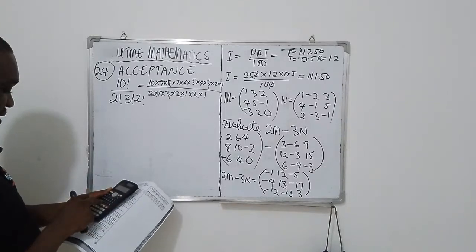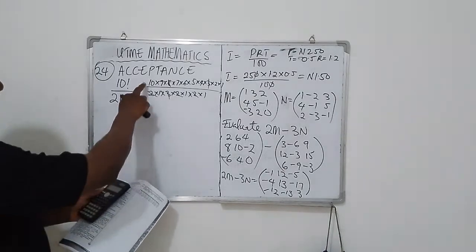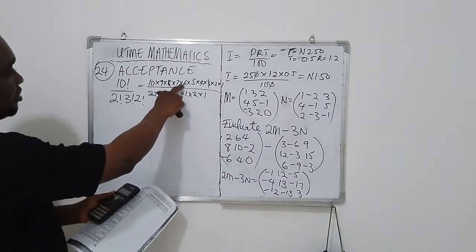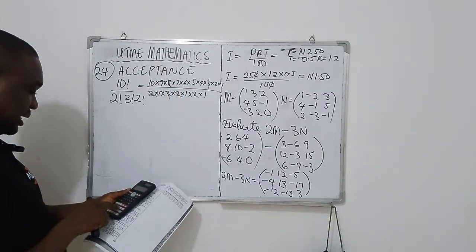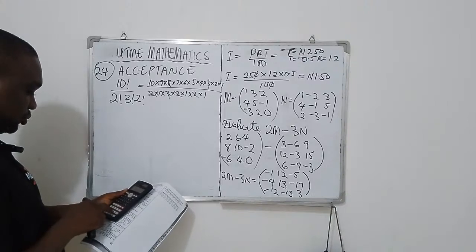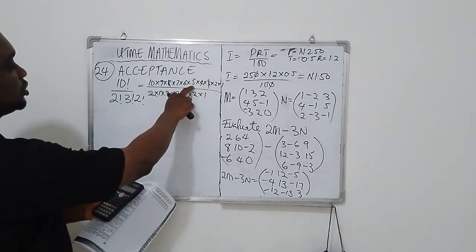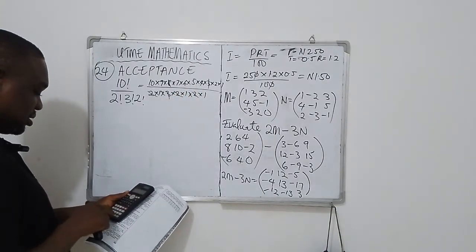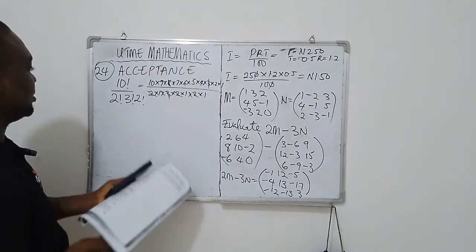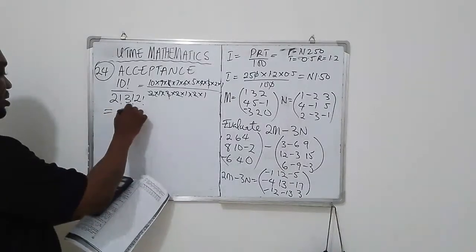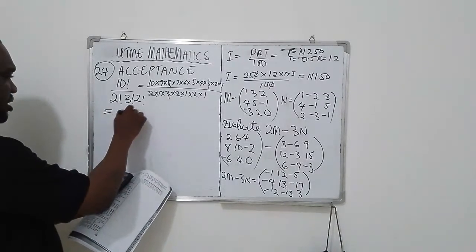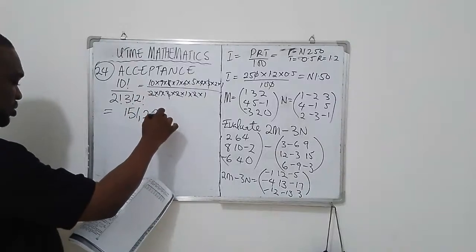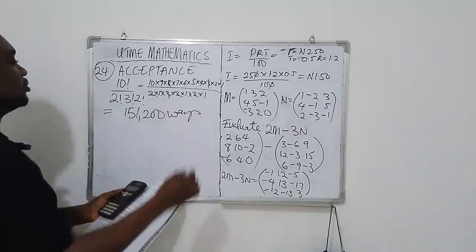So I have 90 from 9 times 10. I have 42 from 7 times 6, so times 42, times 20 and 40, so times 40. So our answer, if I may, is 151,200 ways of doing what you're doing.